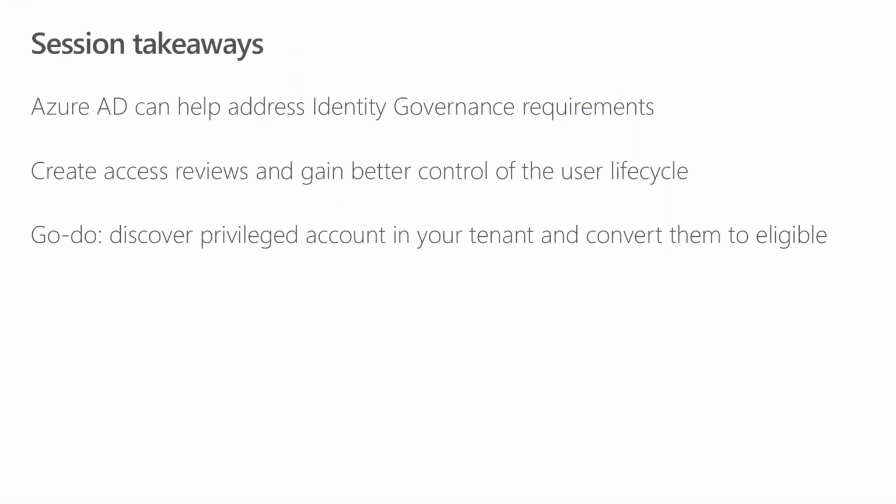So now that we've gone through the couple of scenarios, we've looked at privileged identity management, terms of use, access reviews, and also entitlement management. Some key takeaways from this are, we've seen how Azure AD's different features can help address your identity governance requirements. We advise that you please go ahead and use access reviews to gain better control of your user lifecycle. And also for those that have standing user access in their environments, please reduce those from permanent to eligible. Please note that governance features are P2 and you require premium licenses for those.